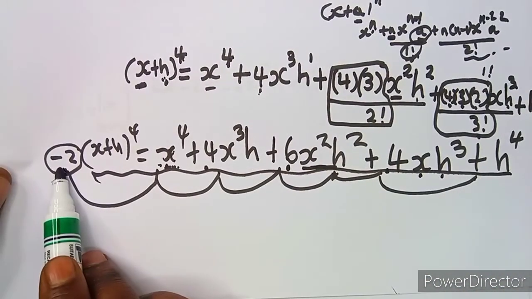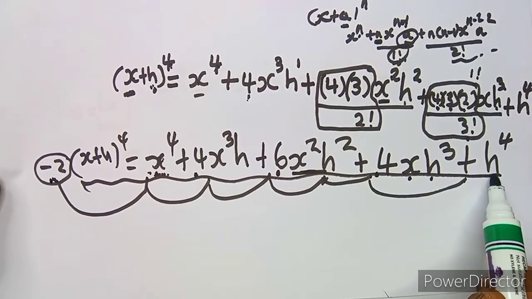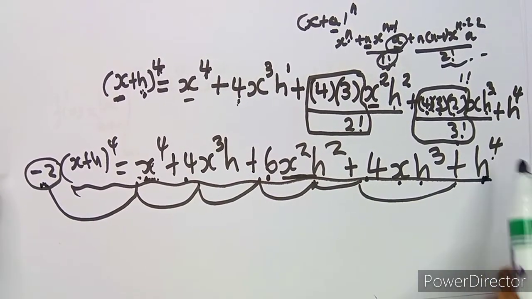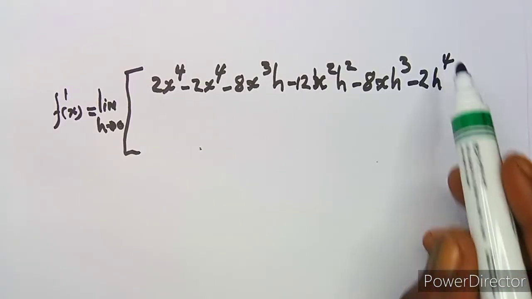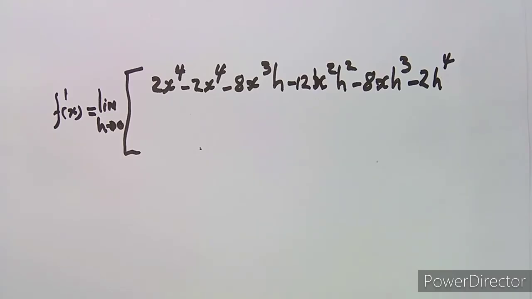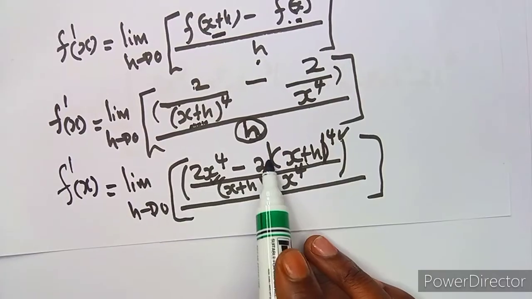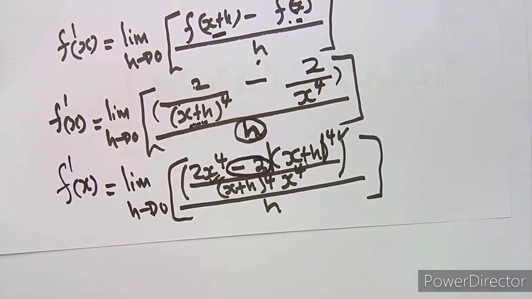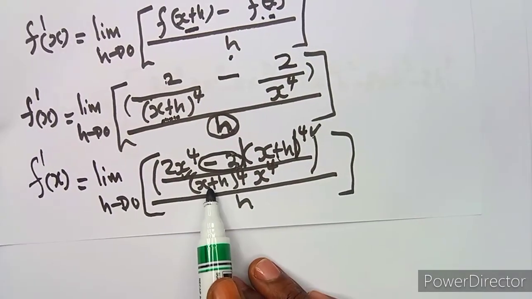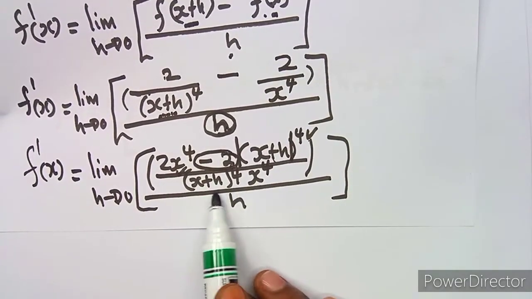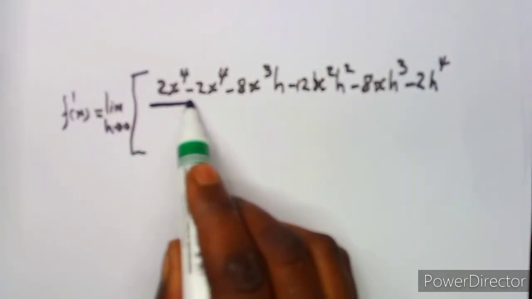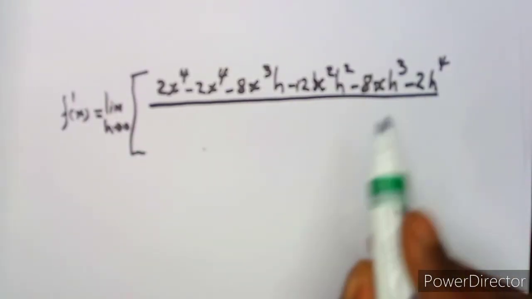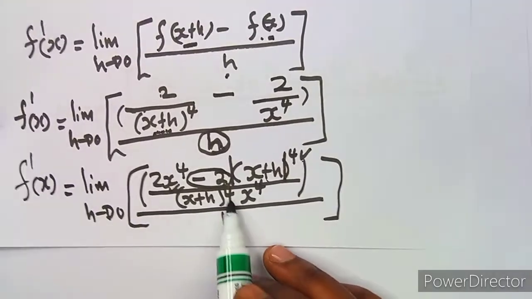All right, then it's minus 2 and h here, which is the last term, which is h to the exponent of 4. So it's minus 2h to the exponent of 4. All right, so we have multiplied everything by minus 2, which is this minus 2 here that we had. But remember, we still have our denominator here, so the denominator is going to remain as it is. All right, so it's going to be everything like this over our denominator here, which is x as it is.